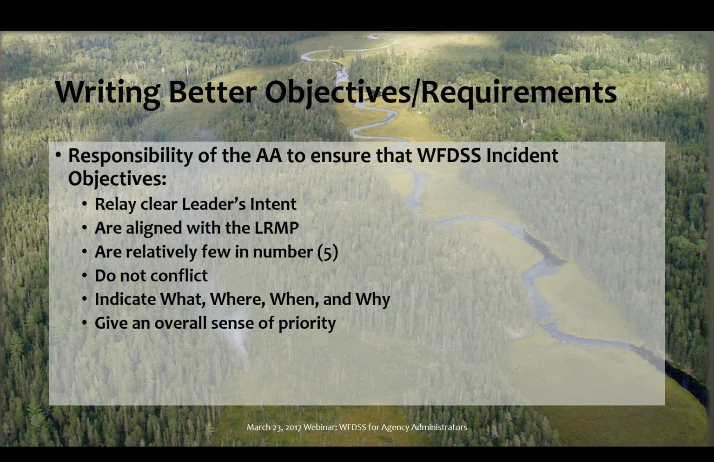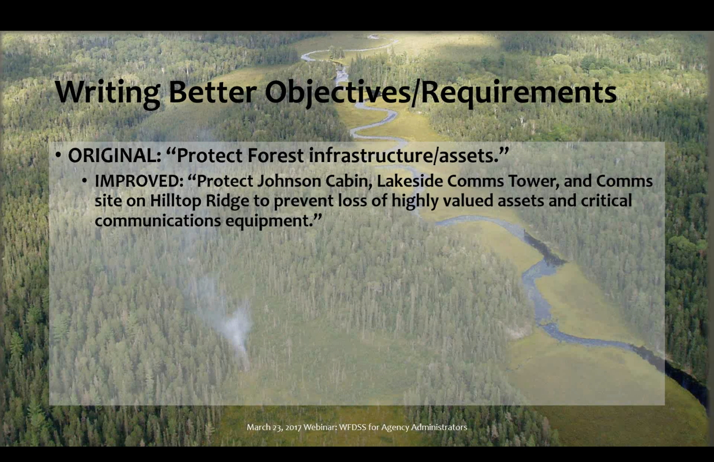Now, we looked at some examples just to show you what we're talking about. An original objective that we saw in WFDS was something like protect forest infrastructure and assets. Again, that could be applied on almost any fire. A way you could reconstruct that to be more specific and show that you actually looked at this particular fire would be to say, protect Johnson Cabin, the Lakeside Comms Tower, the comms site and Hilltop Ridge to prevent loss of highly valued assets and critical comms equipment. This really shows that you've looked at the specifics on that fire.